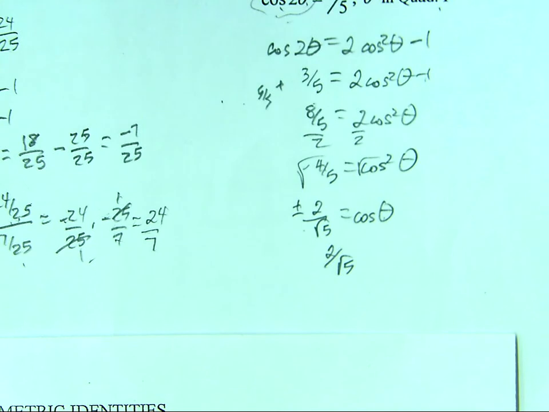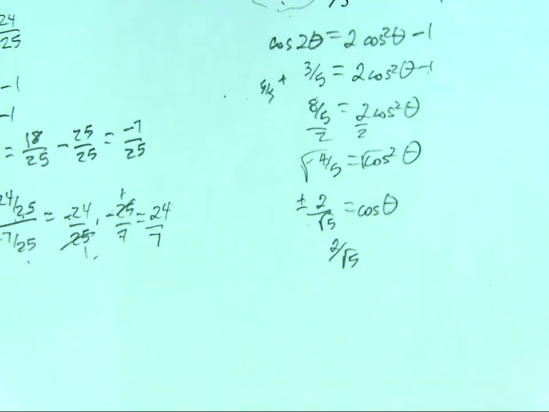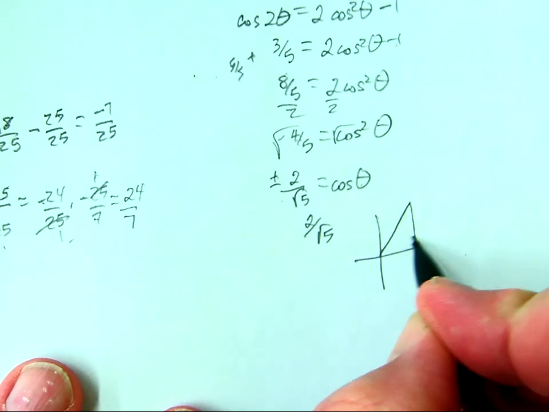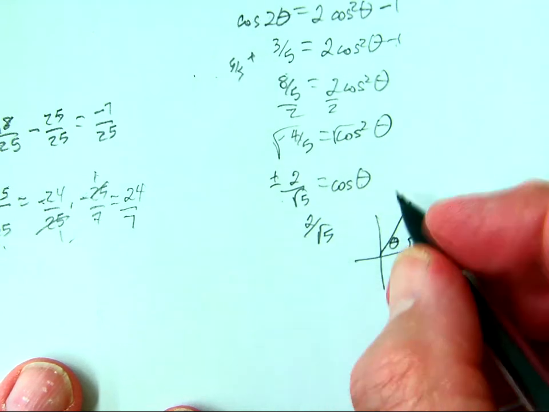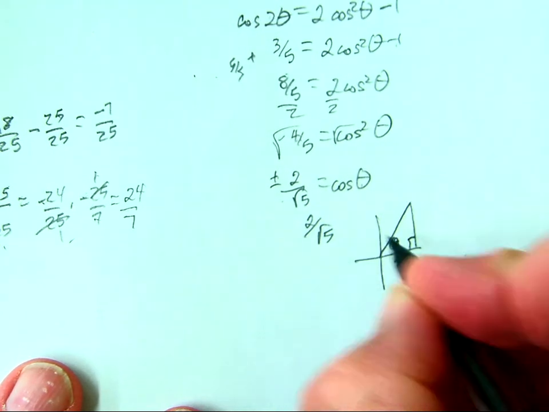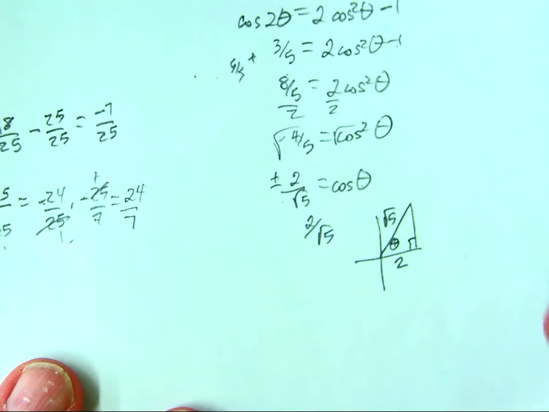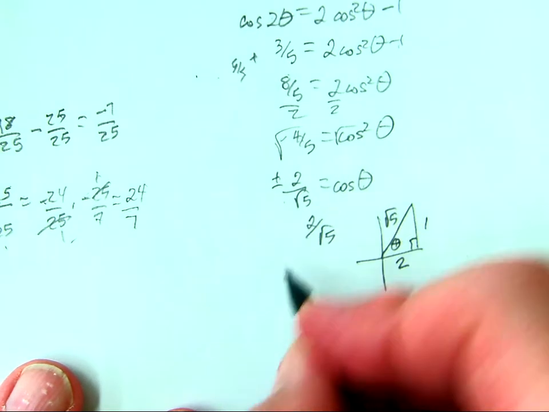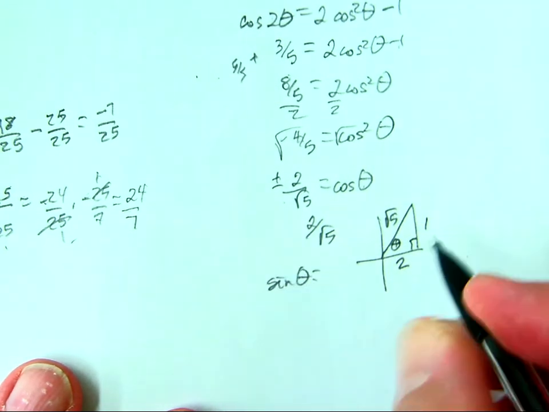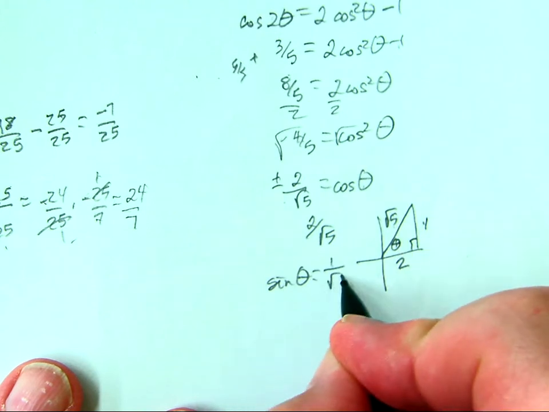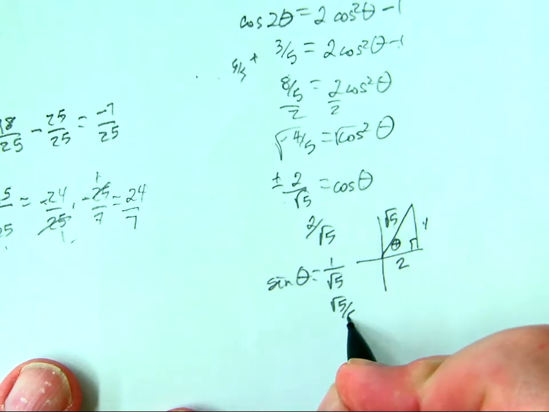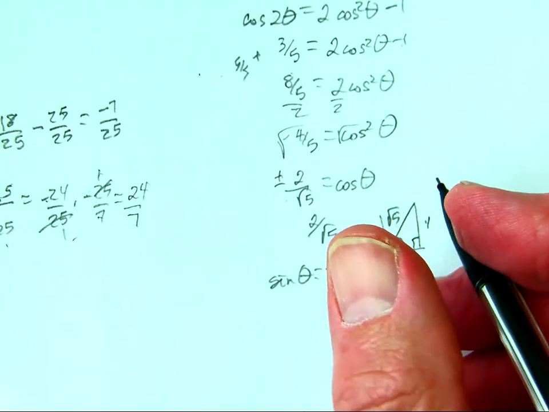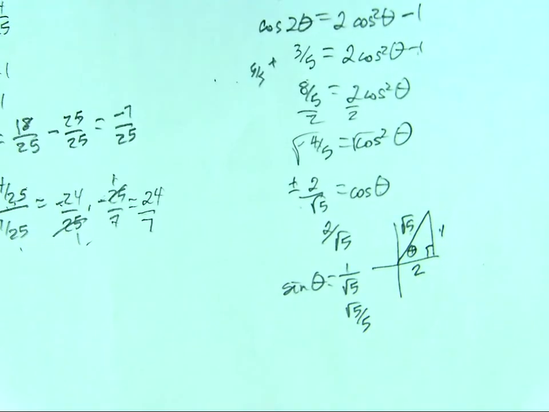Oh, I'm sorry, we still have to find sine. What I would do to find sine is draw this. We know we're in quadrant 1, so I would draw it in quadrant 1. We just found the cosine is 2 over radical 5, so the adjacent is 2. The hypotenuse is radical 5. Let's see, 5 minus 4 is 1, so this side is 1. So our sine of theta is opposite over hypotenuse, so 1 over radical 5. Or if you want to change it to radical 5 over 5, that's fine. All right? So that's that part.